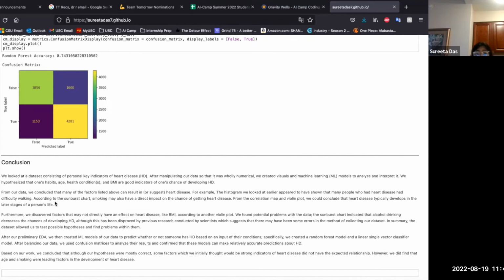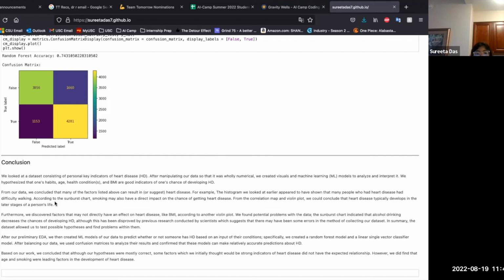With those findings, we also found factors that may not lead to heart disease, like BMI, according to our samples. Problems were encountered, like with the sunburst chart, which indicated that alcohol drinking led to decreased chances of developing heart disease, which could be disproved by previous research from scientists. We furthermore created machine learning models. The random forest and linear support vector classifiers helped us to determine whether a person has heart disease, and the confusion matrix helped us to analyze the results.